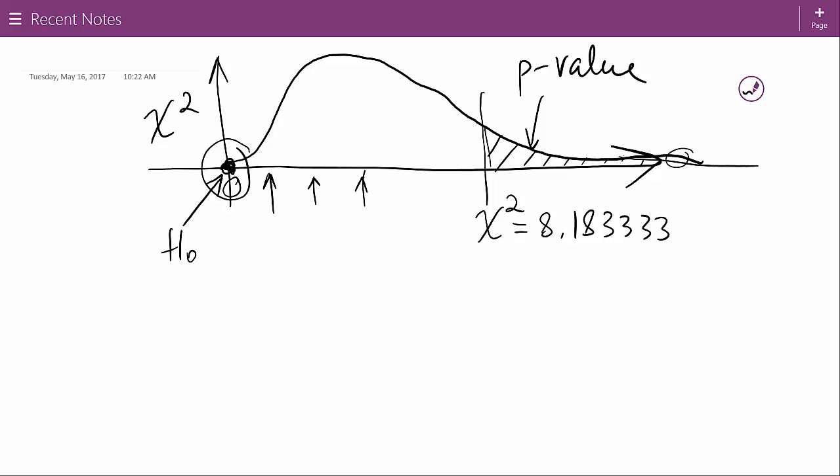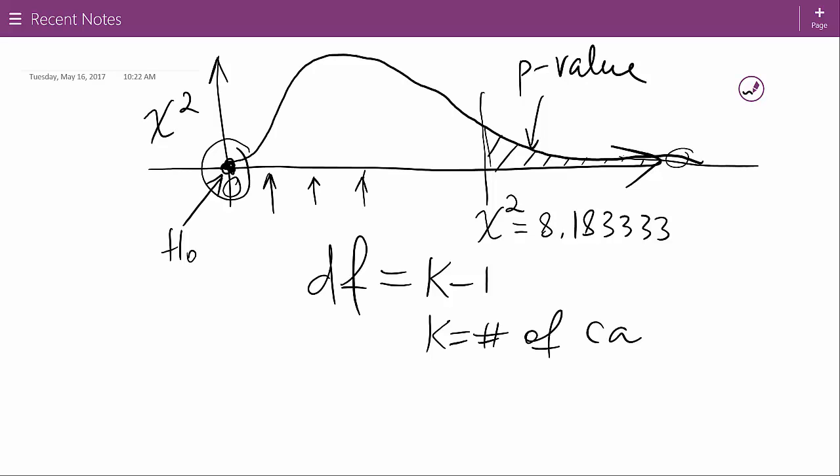The only thing that I still have to mention is that chi-squared has only one parameter, okay? So how do we find the parameter? The parameter, just like in the t-distribution, is called degrees of freedom, df, and it's very easy to compute. Remember what the degrees of freedom was for the t-distribution? n minus 1, right? Sample size minus 1. Here is the difference: in the chi-squared distribution, the degrees of freedom is equal to k minus 1, not n, where k is the number of categories.